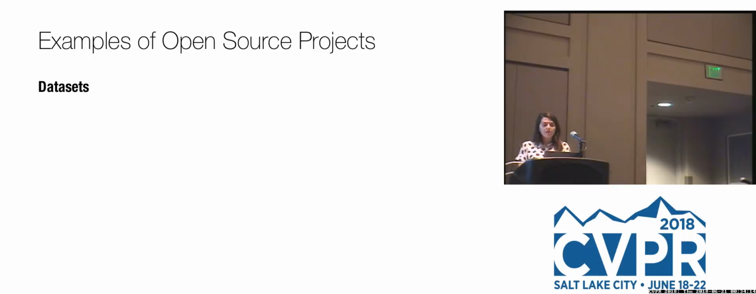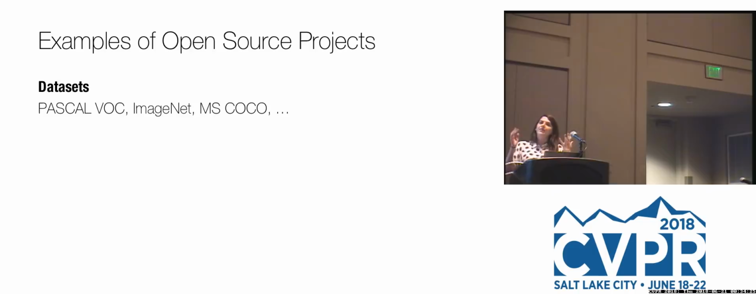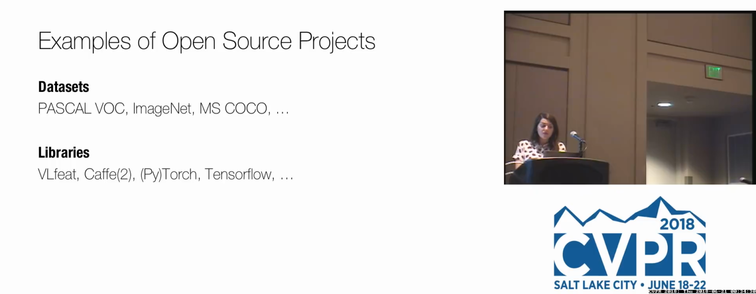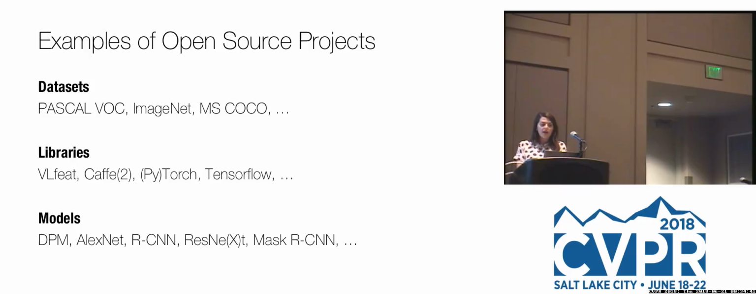And here are some examples of open source projects that I'm sure all of you have used. So there are data sets. I'm sure all of you have used ImageNet or COCO or Pascal VOC or so many other open source data sets. You've also used, I'm sure you have, Caffe or PyTorch or TensorFlow. And of course, you have used existing models such as AlexNet, Mask R-CNN or ResNet. And to emphasize a little bit how extremely important that is, I try to put it down in numbers.